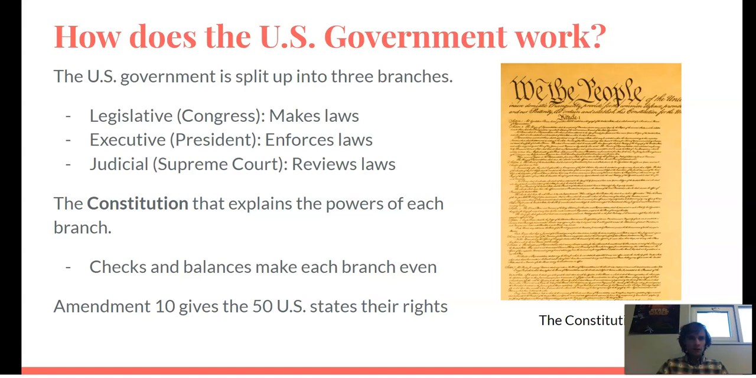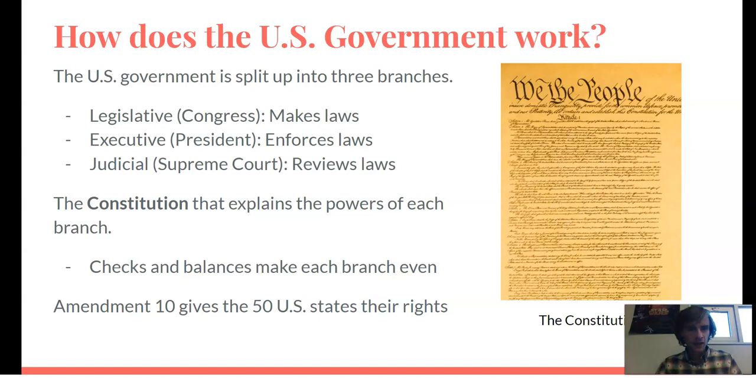So how does the U.S. government work? This is some review from last year, but the U.S. government is split up into 3 main branches. You have the legislative branch, or Congress, and they make laws. The second branch is the executive branch, known as the president, and the president is in charge of enforcing the laws that Congress makes and carrying them out. The final branch is the judicial branch, or the Supreme Court and the courts, and they review the laws to make sure that they are constitutional or unconstitutional.